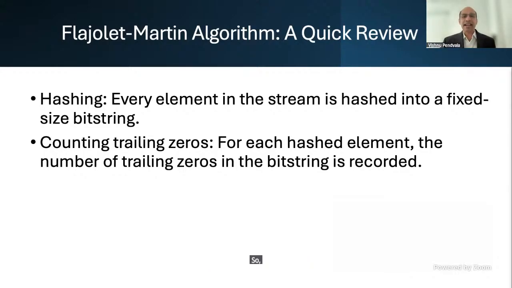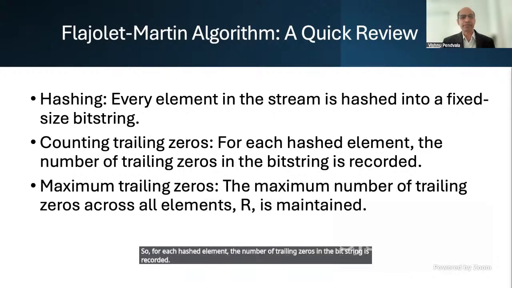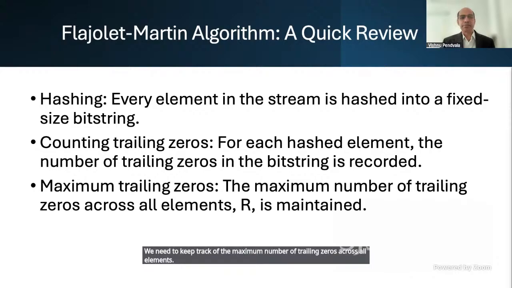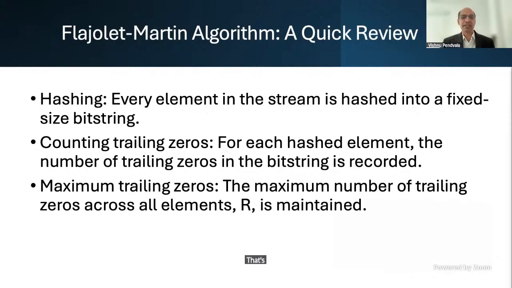So for each hashed element, the number of trailing zeros in the bit string is recorded. And then a number of events have come through and we have hashed them. We need to keep track of the maximum number of trailing zeros across all elements, R. So that's it. That is the algorithm.